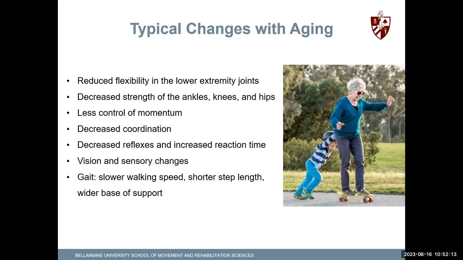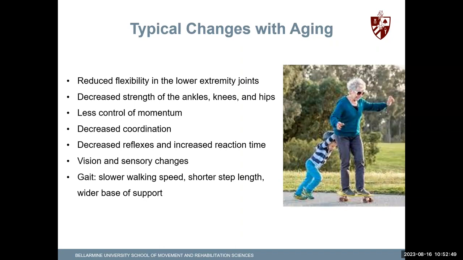older adults. So some of the changes that we do typically see with our older adults, we see a reduced flexibility in lower extremity joints, decreased strength of the ankle, knees, and hips, which we all know are super important in managing our balance. Older adults tend to have less control of momentum, decreased coordination, decreased reflexes, and increased reaction time. So being able to respond to environmental changes as quickly can be decreased.